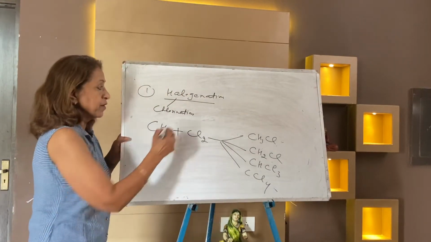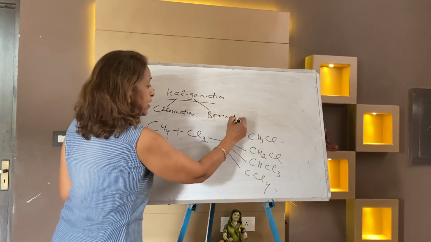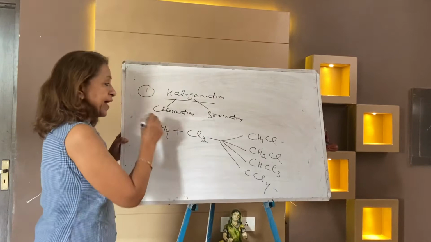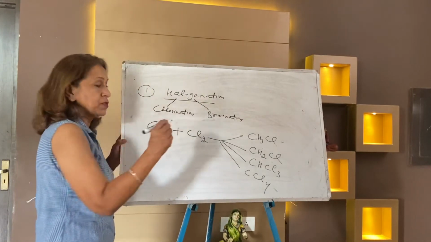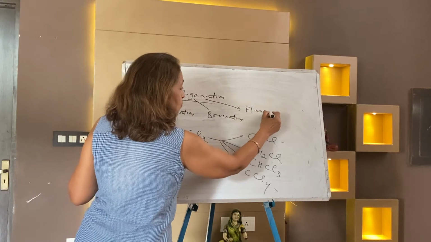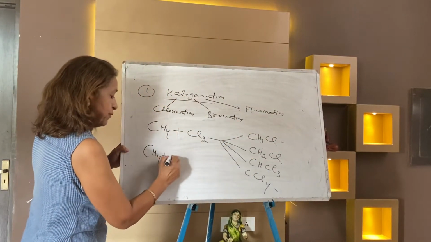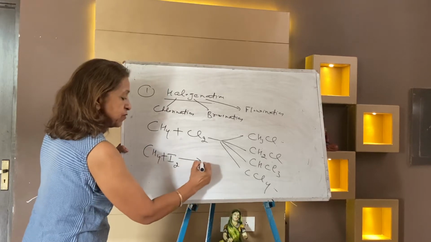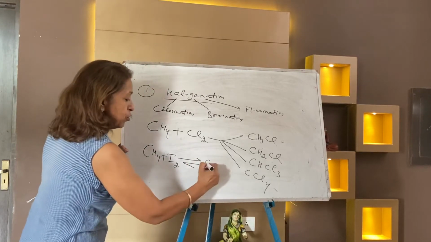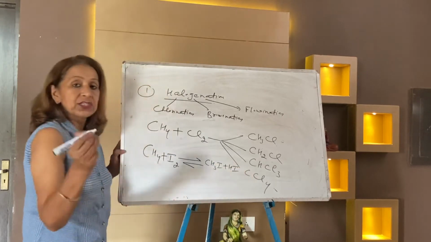Fluorination is avoided. Chlorination and bromination are easy. So direct chlorination and direct bromination are possible. Fluorination is an explosive reaction, it should be avoided. But iodination is reversible. If you do iodination, the reaction is reversible. It leads to the formation of CH3I and HI, but the problem is the reaction is reversible.